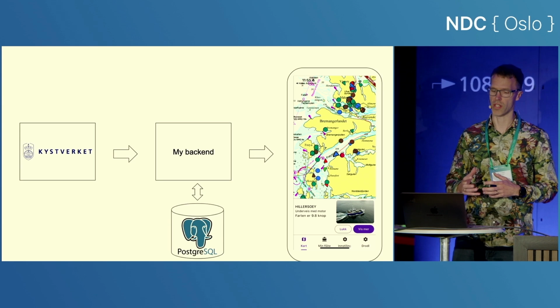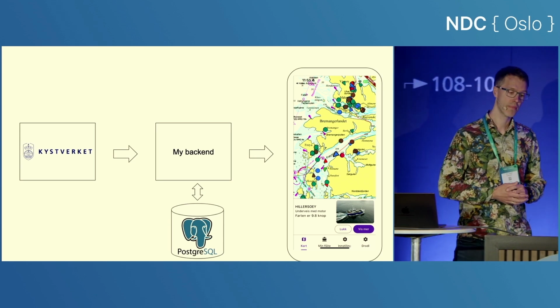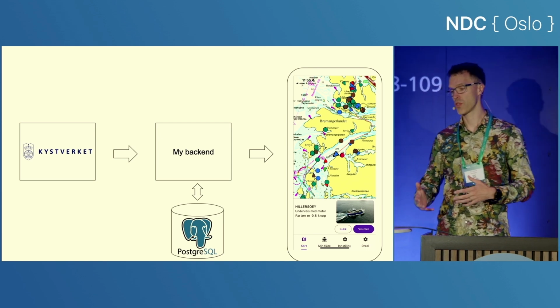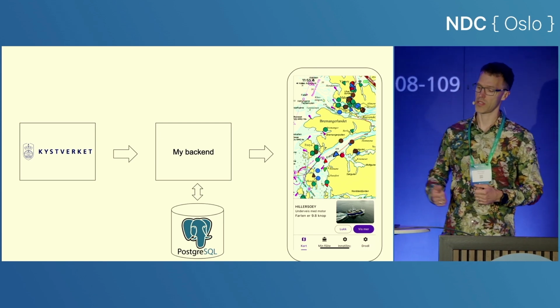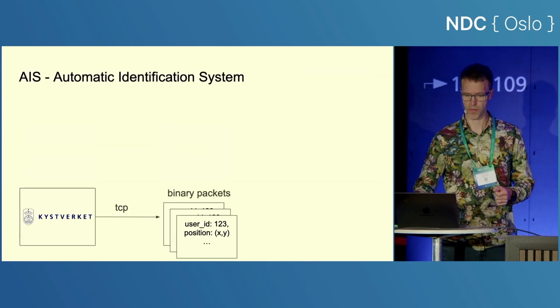So the architecture is real simple. The coastal services are providing me data. I have a backend which is ingesting this data, storing it to a database, and presenting it nicely to an application.